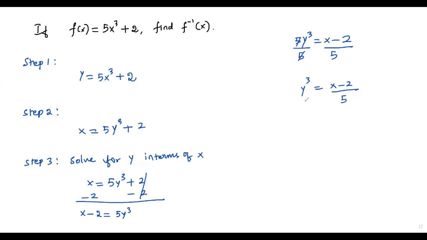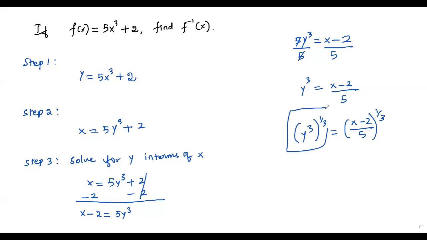Now my aim is to solve for y, so I have to get rid of this exponent 3. To get rid of this exponent 3, I have to raise both sides to the power of 1/3. So y cubed to the power of 1/3 equals x minus 2 over 5 to the power of 1/3.